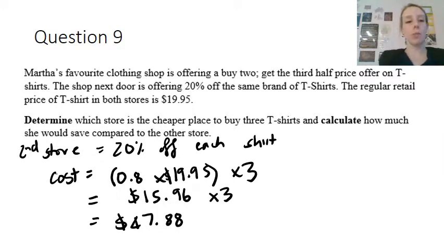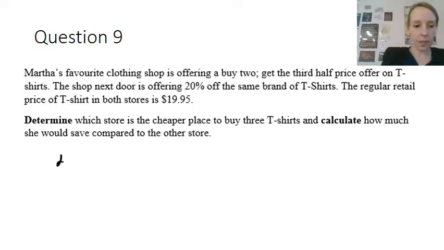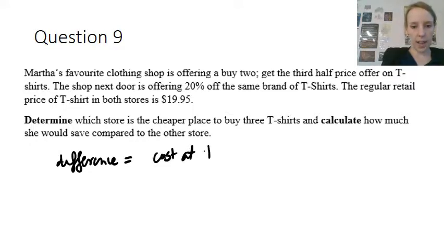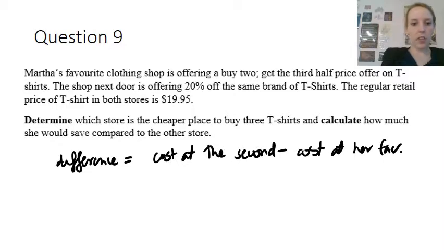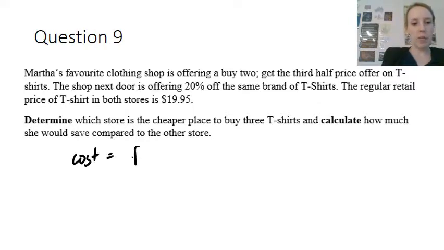Okay, so now we found out the cost from the first store, which was $49.88, and the second store, which is $47.88. So obviously the second store is cheaper. How much cheaper? We'll have to do our maths there, which obviously you can do in your head, but you want full workings. So the difference equals the cost at the second minus the cost at her favourite shop. So the cost at the second was 47, nope, the other way around. So the cost is going to be her favourite store.